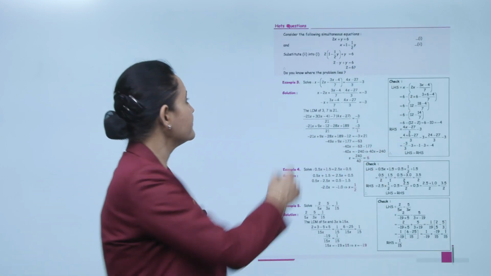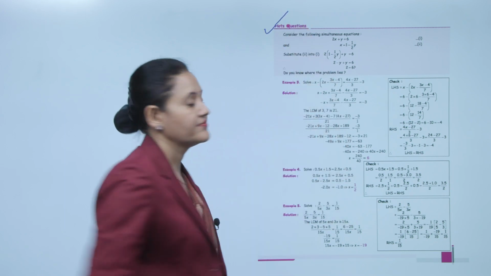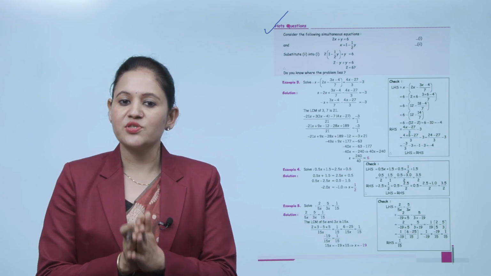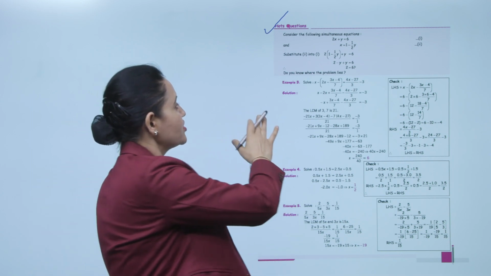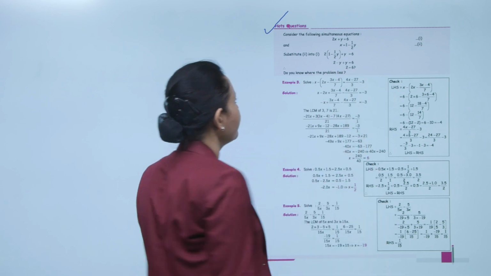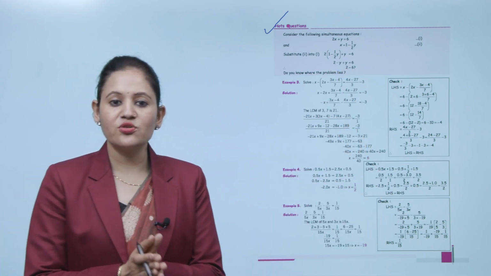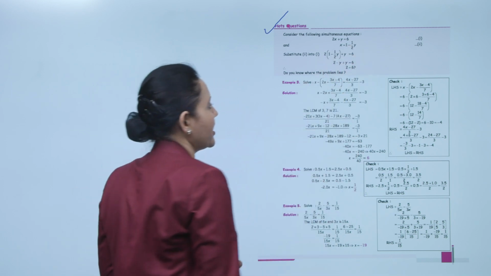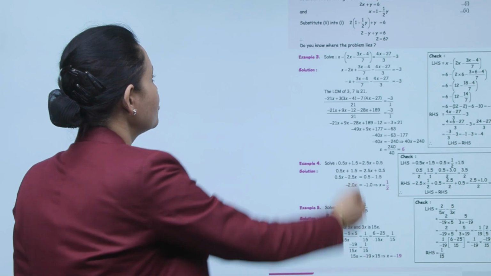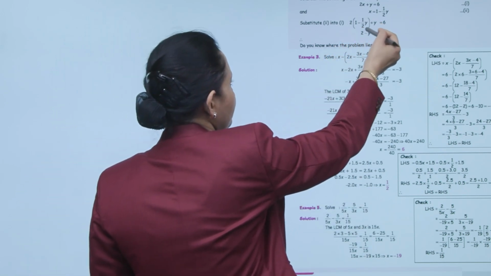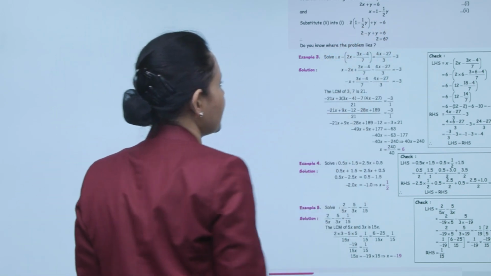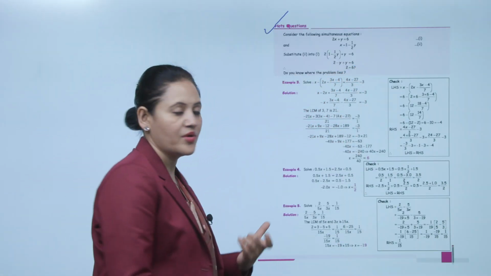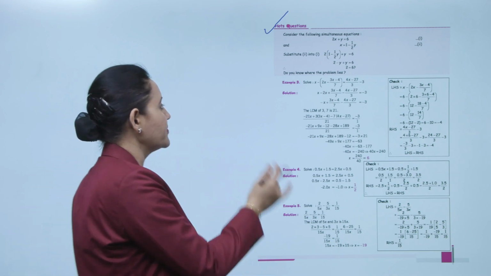Hots question. Consider the following simultaneous equations. 2x plus y equals 6 and x equals 1 minus 1 upon 2 y. Now substitute 2 into 1, means in 2 we have to put the value of x as 1 minus 1 upon 2 y. So 2 into 1 minus 1 upon 2 y plus y equals 6. So 2 minus y plus y equals 6, minus y plus y cancel, 2 equals 6.